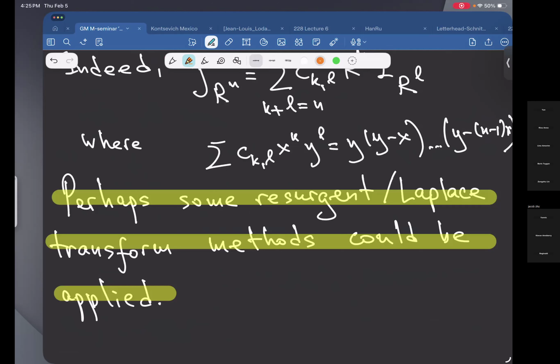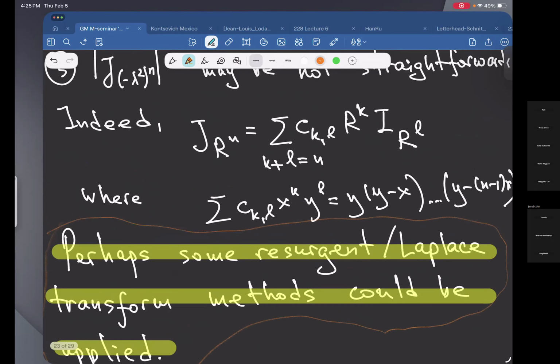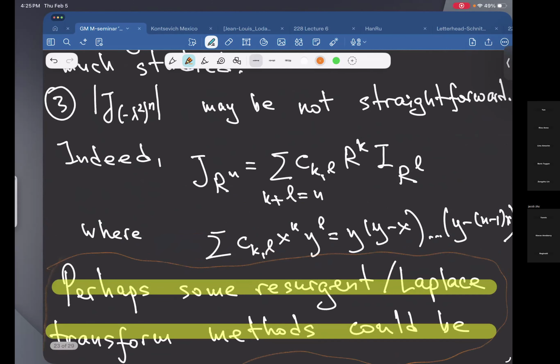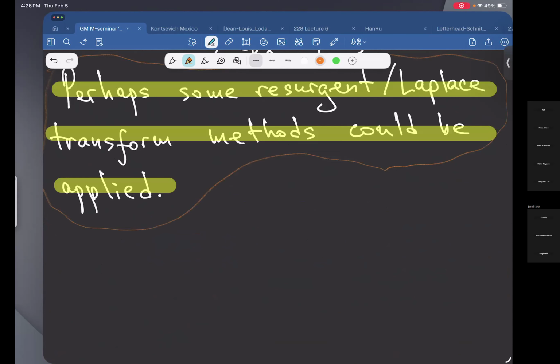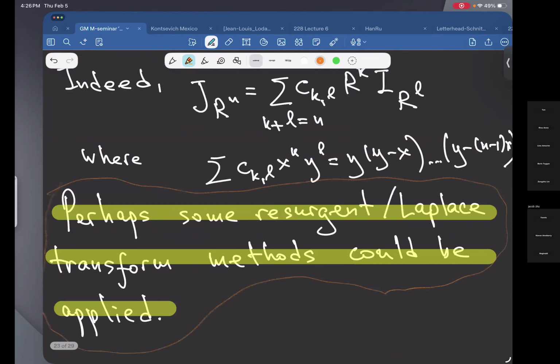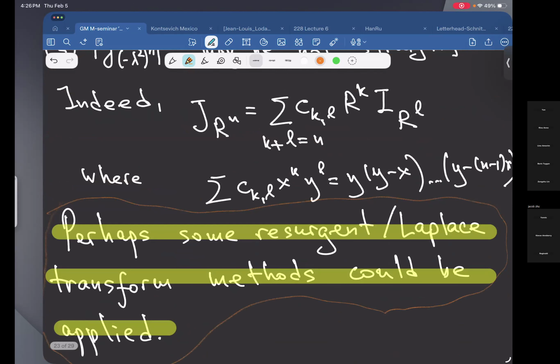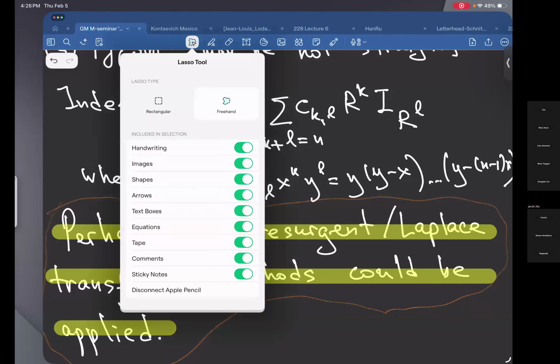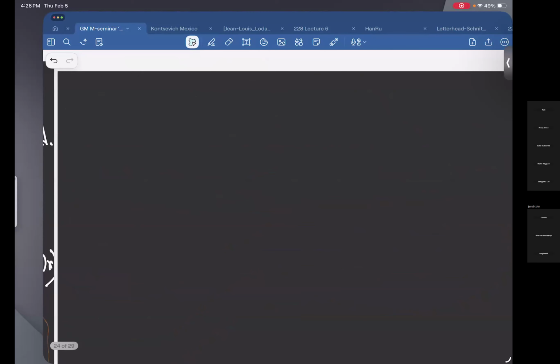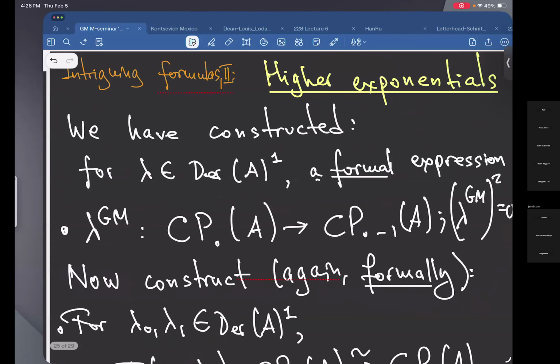But again, at least for me, it seems plausible that because of those formulas before, there is some chance for those formulas to be convergent in the Archimedean sense, but the presence of this Laplace transform maybe suggests that some resurgent methods in this kind of Planck constant U may be in order. Yeah, and finally, intriguing formulas too.